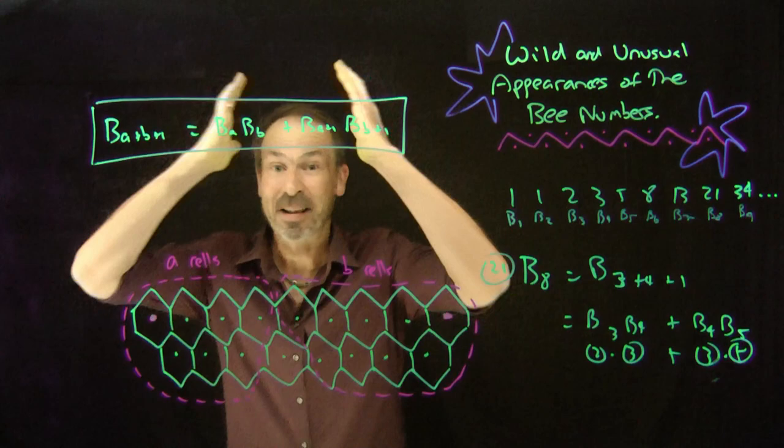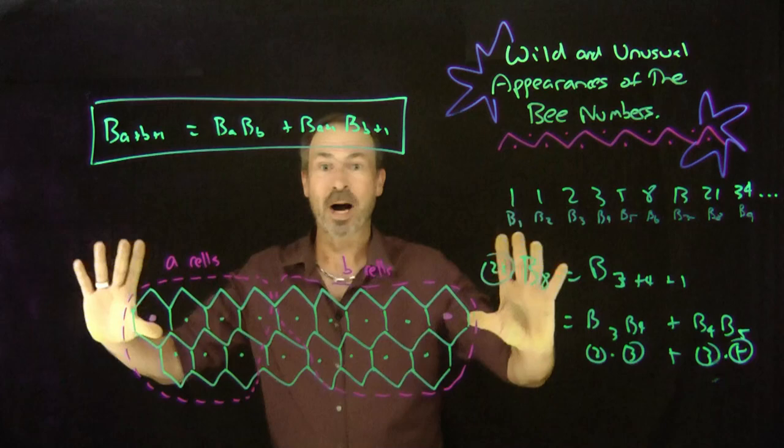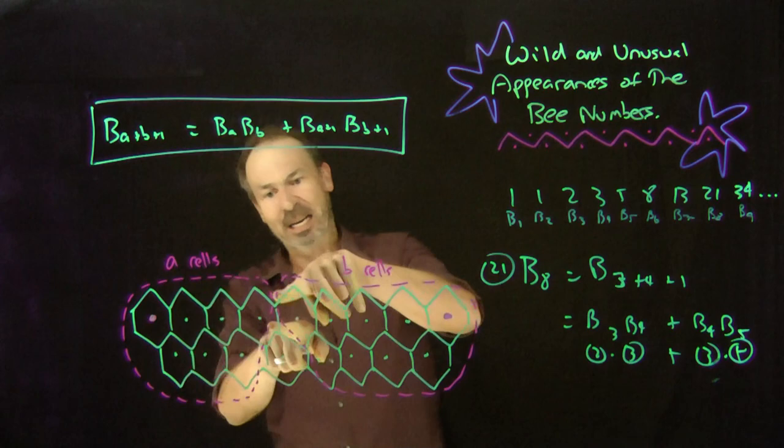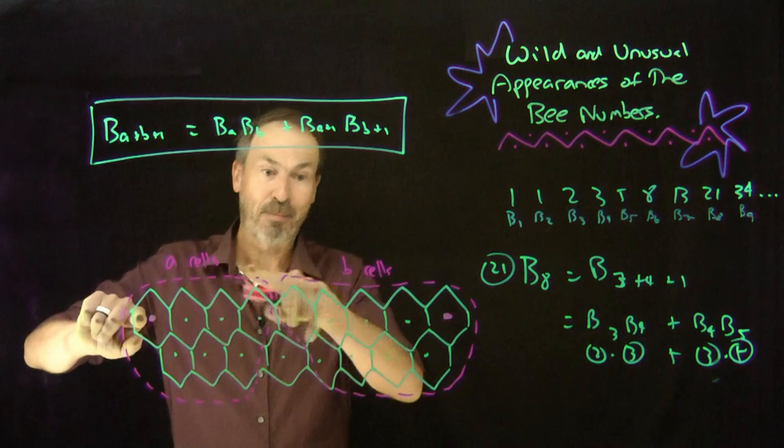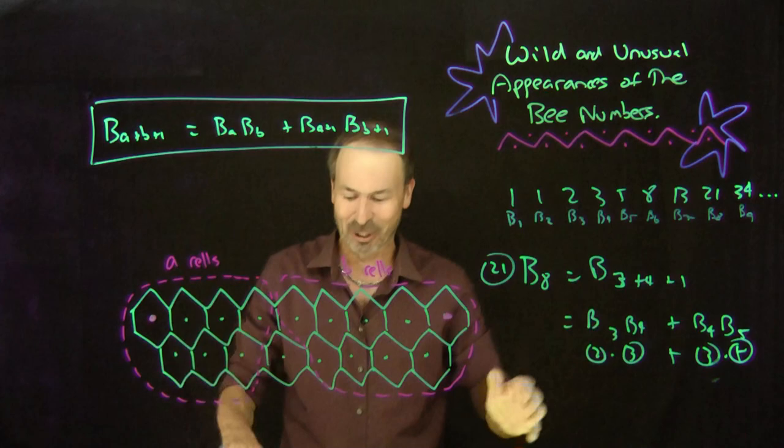For example, here's a picture of A plus B plus 1 cells. I've done a clump of A cells here, followed by a clump of B cells there, with this one cell in between the two clusters. So I'm going to ask, how many paths are there from start to end? Well, I know there are A cells plus B cells plus 1 more. There are A plus B plus 1 cells in total. So the total number of paths is indeed that number.